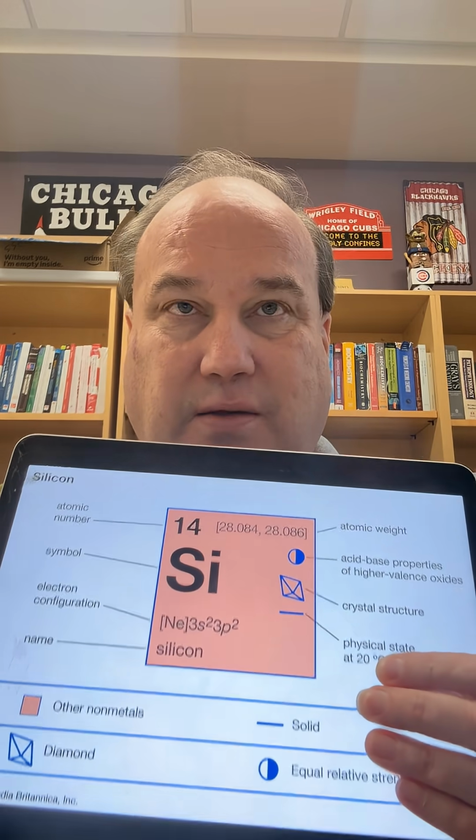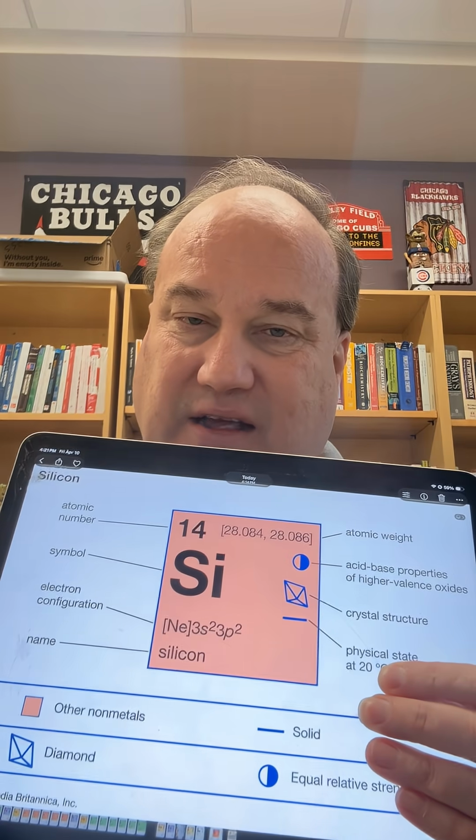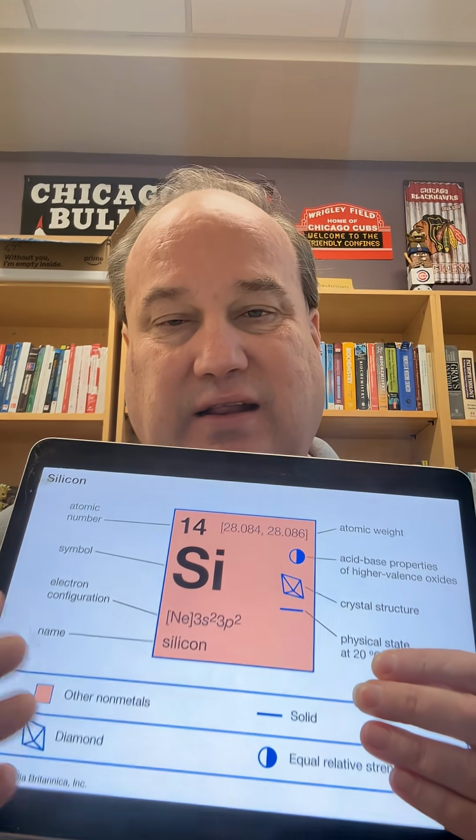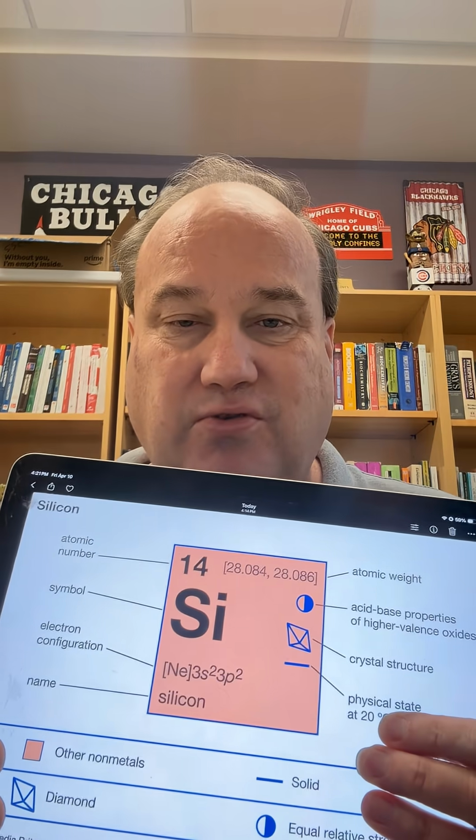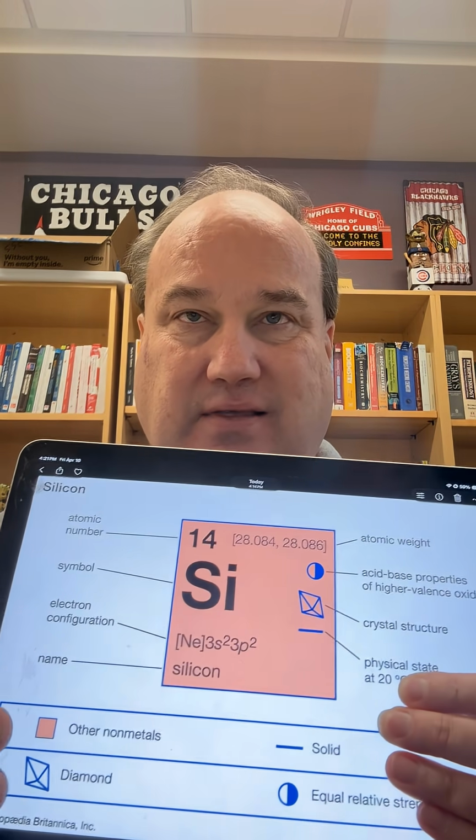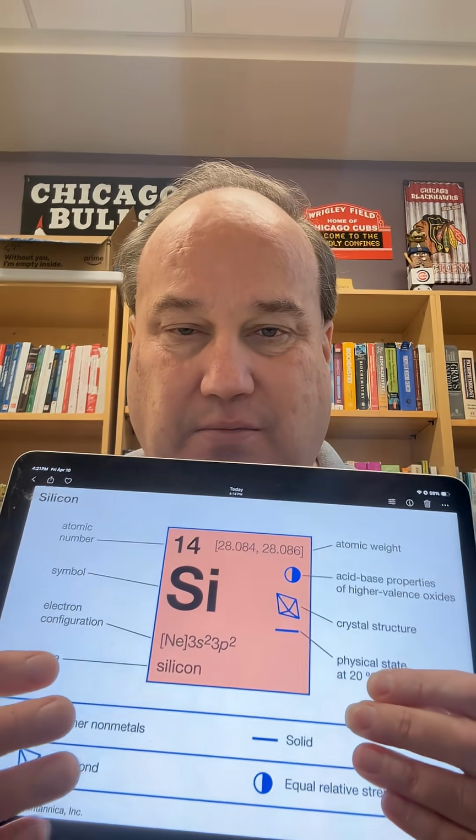Silicon's the most abundant element in the Earth's crust, and it accounts for about 28% of the Earth's crust by mass. So that means it's pretty readily available. Now, most of the silicon on Earth is in the form of silicates, such as silicon dioxide. We see that very readily in quartz and sand. That's very common as well.